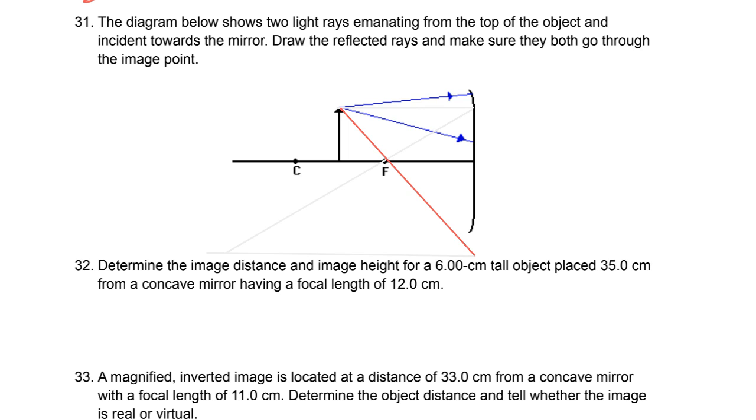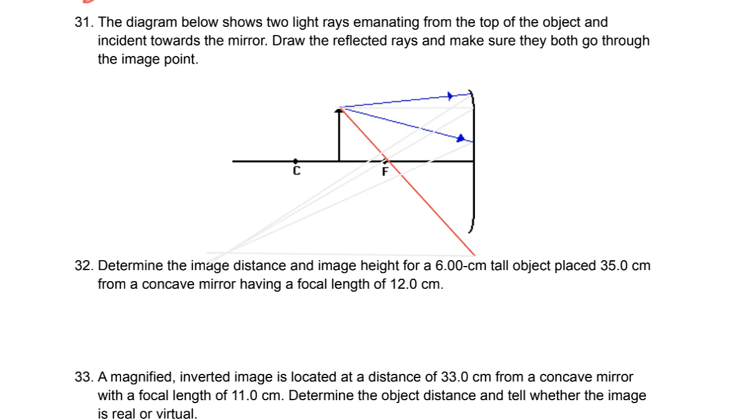So let's draw the reflection of that top ray. Once it bounces, it will go to that image point. And now we'll draw the reflection of that bottom ray. Once it bounces, it will also go through this image point. Everything is converging out here at the image point.